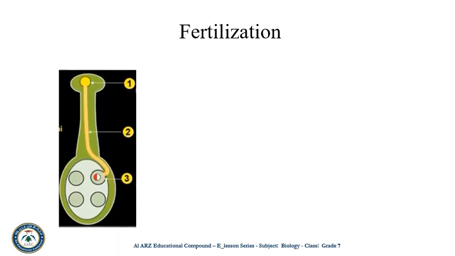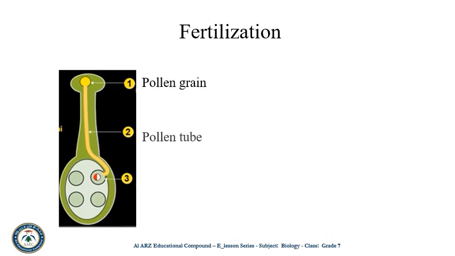Step 2, fertilization. Before we explain what fertilization is, we have to review the parts of the pistil. The upper part of the pistil is called the stigma, the middle part is called the style, and the lower part is called the ovary.